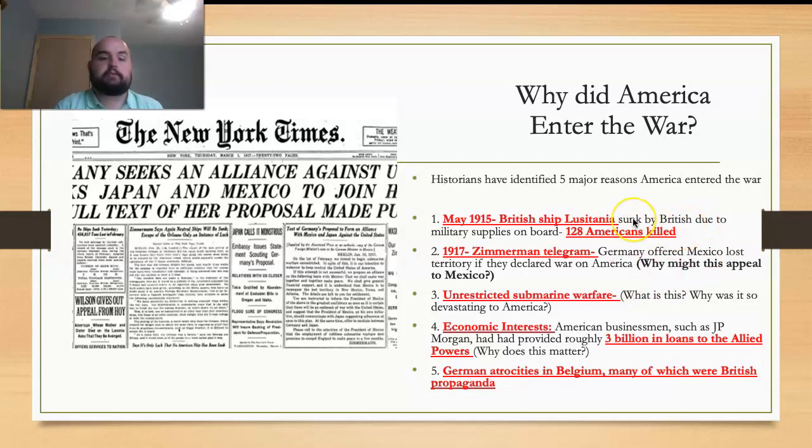However, one of the more direct reasons that America has been identified as entering the war is the 1917 Zimmermann telegram. In this telegram, a German diplomat named Zimmermann offered Mexico lost territory if they declared war on America. As you can see here, they're trying to seek an alliance with Mexico. Now, why might this appeal so much to Mexico, actually?